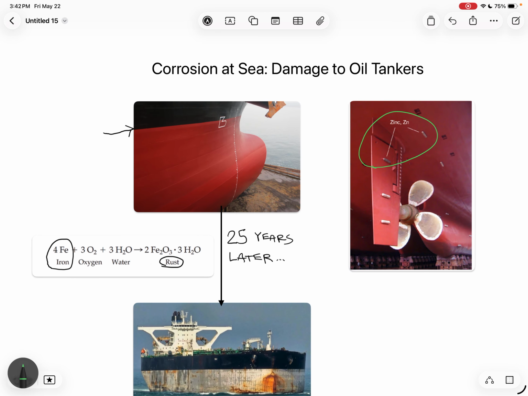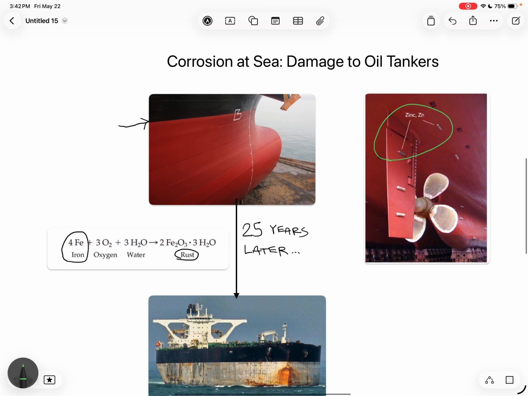So this was an overview of what corrosion can do to various different structures, including iron and steel surfaces, through the oxidation of the iron, which then leads to the formation of rust.